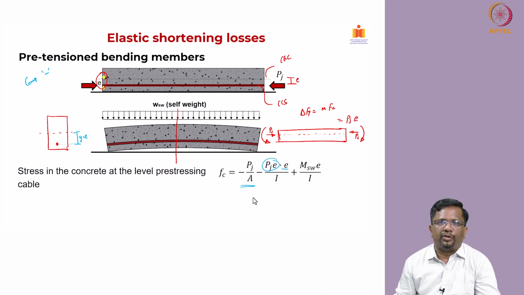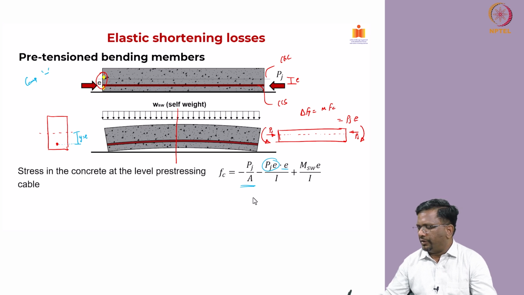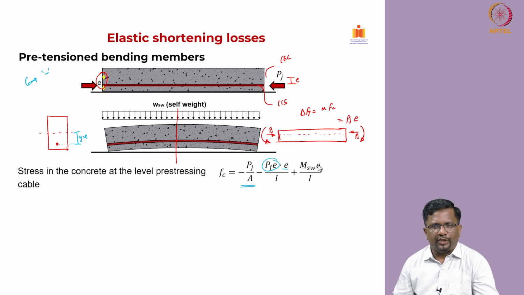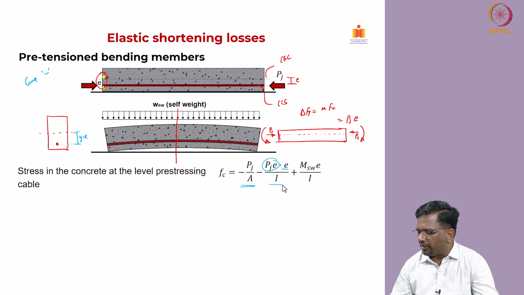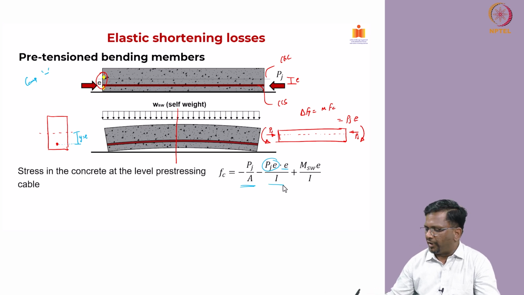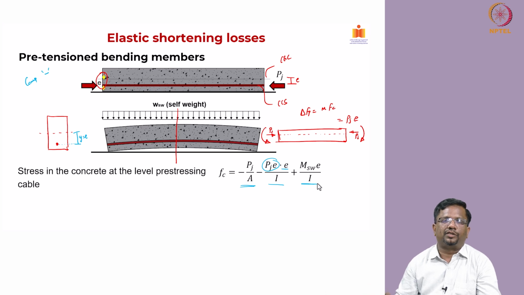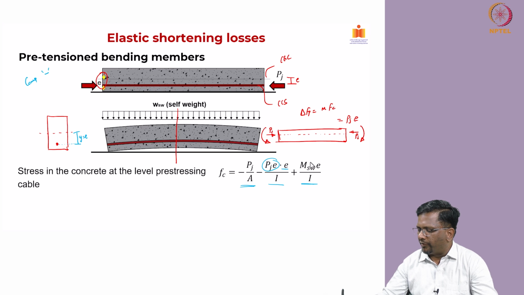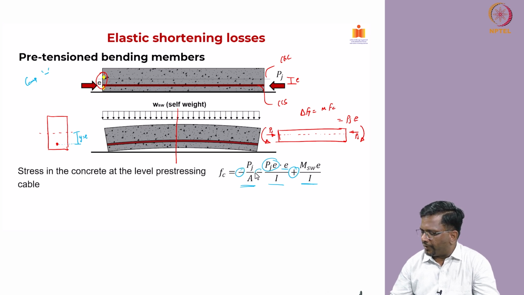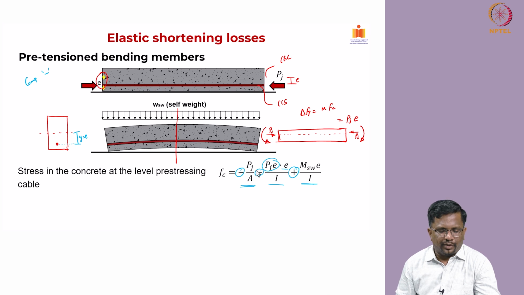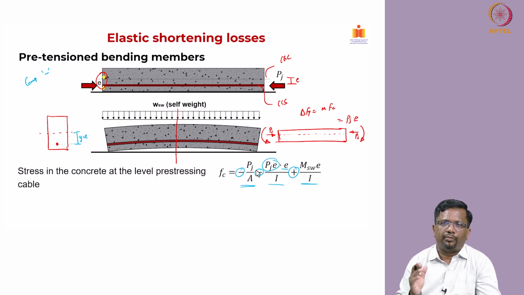In addition to that, this member is also subjected to some self-weight. The self-weight moment is creating a stress by M by I into E. So this is the net stress when I add all these components. There is an axial component, there is a pre-stressing moment component, and in addition there is also self-weight acting. When I add all three up, I get the net stress. Now this applied self-weight moment is going to create tension. That is the reason I have taken positive here. The other two create compression, which is why we have taken negative. So when you add all of them, you get your net concrete stress at the level of pre-stressing steel.